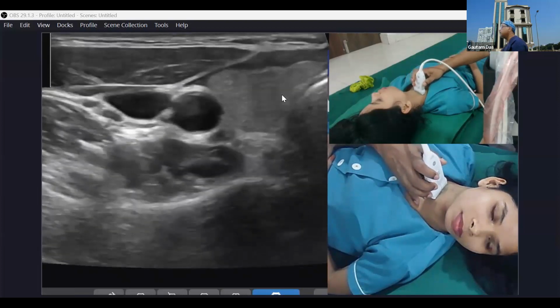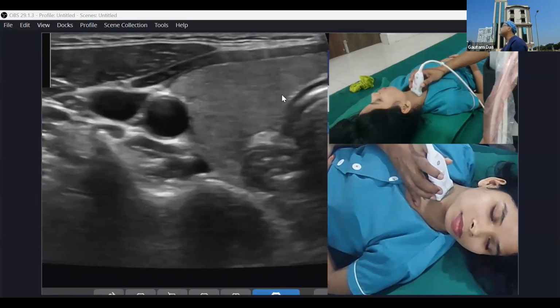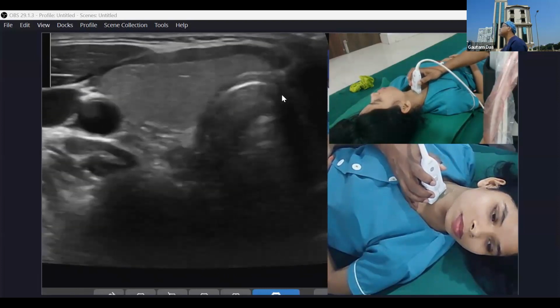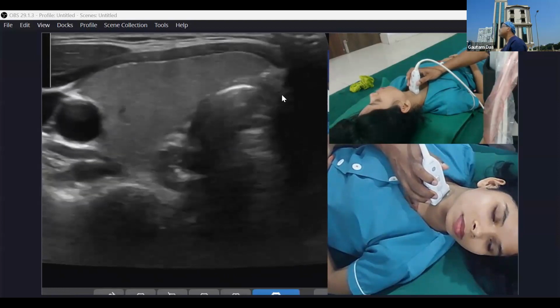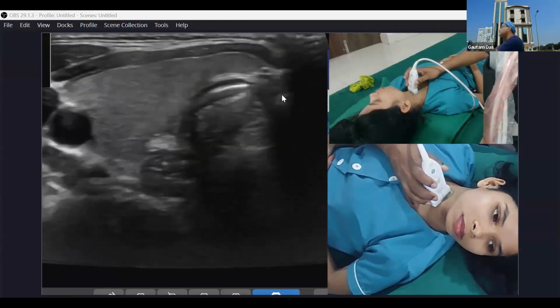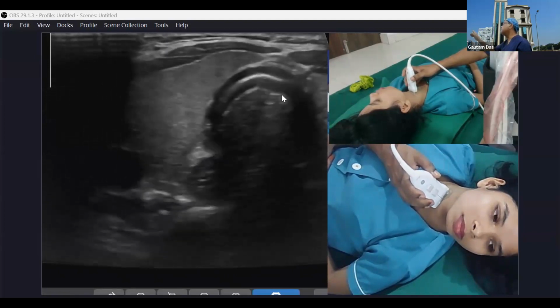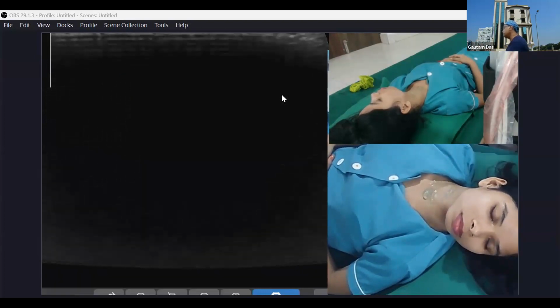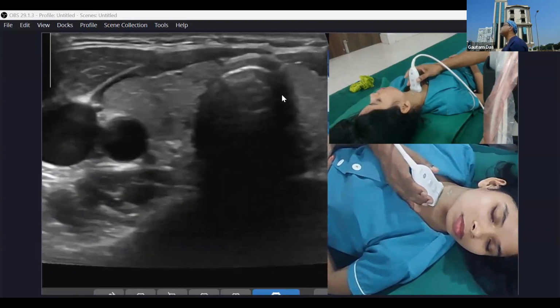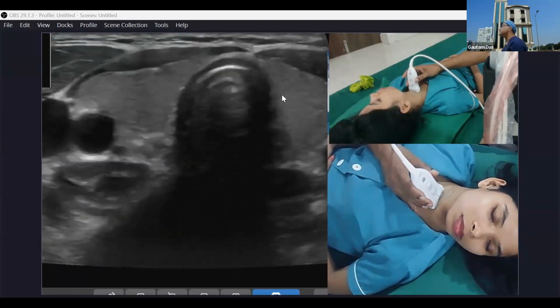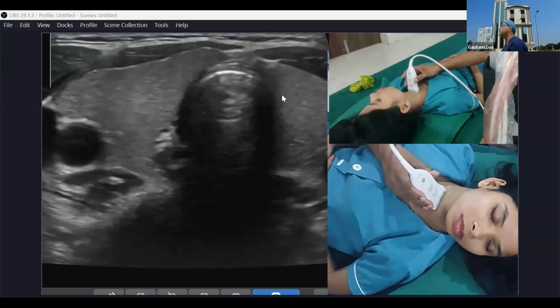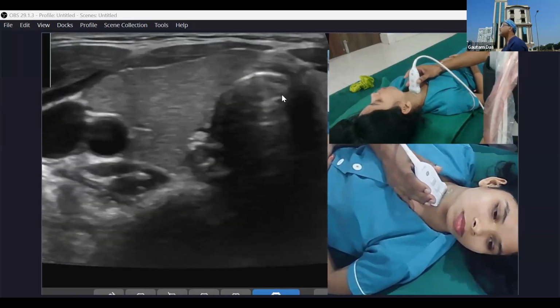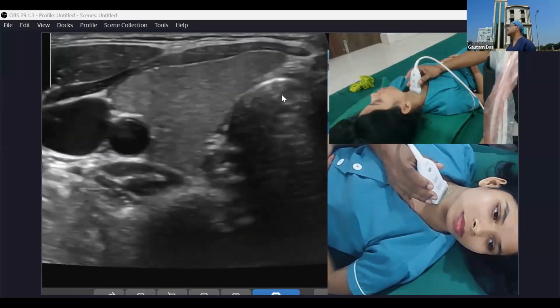If you are at the level of C6, you can see these strap muscles. So the most medial, okay, let me show you again. The most medial, this one is your sternohyoid. Below that is your sternothyroid. And if I go a little more laterally, I'll see the omohyoid. Again, let me show you. So here is your sternohyoid and sternothyroid, and this lateral one is your omohyoid. So here I can see all the layers very nicely.